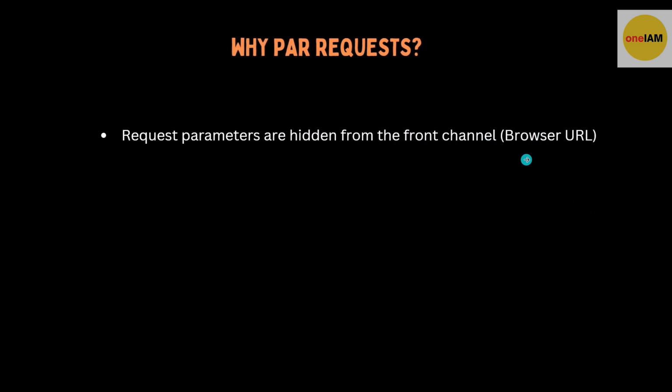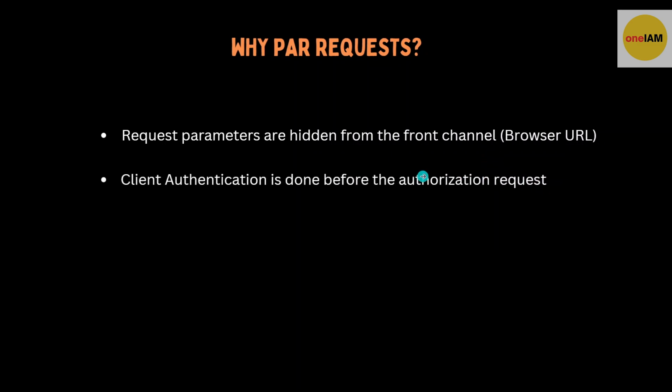So in your normal flow, you would have your client ID, redirect URI, the scopes in the browser URL. But with PAR, this information is hidden from the front channel. And so we are able to validate our client before our authorization flow happens. The authorization server has the ability to validate the client using the client credentials using PAR request.